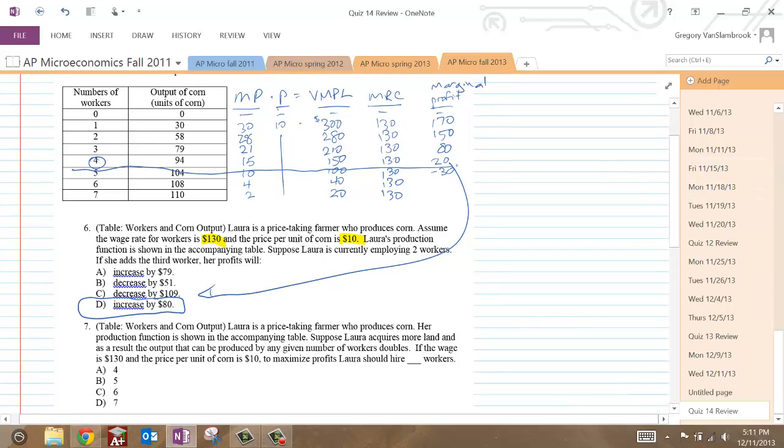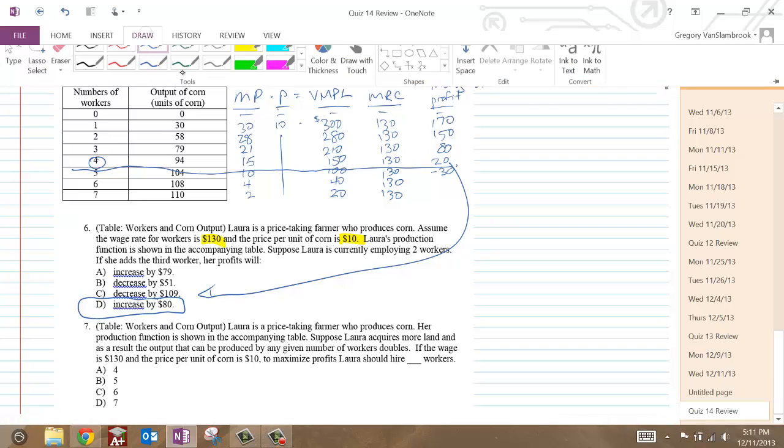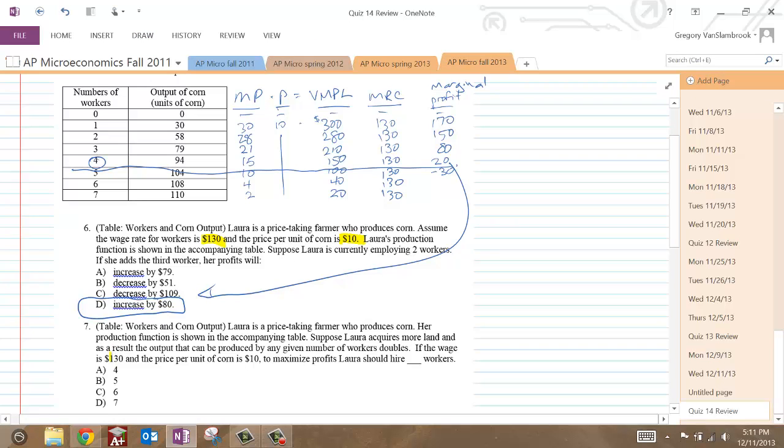Next, 7, related to that, Laura is the price-taking farmer who produces corn. Her production function is shown on the table. Suppose Laura acquires more land, and as a result, the output that can be produced by any given number of workers doubles. This is kind of like one that we've done in class. We keep the same wage, $130, and the same price per unit of corn, $10.